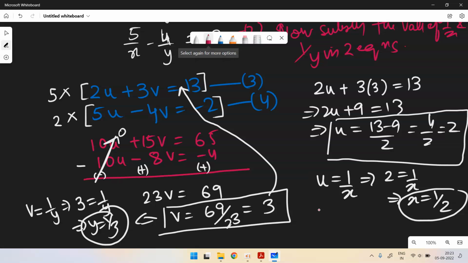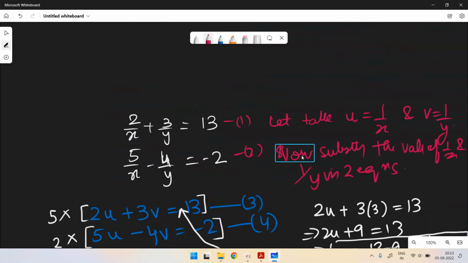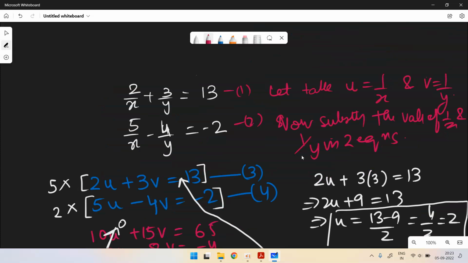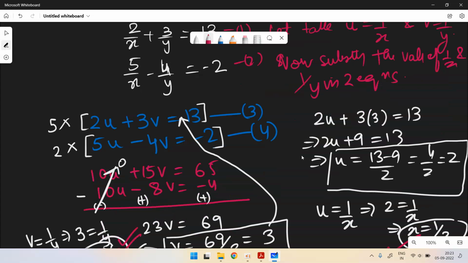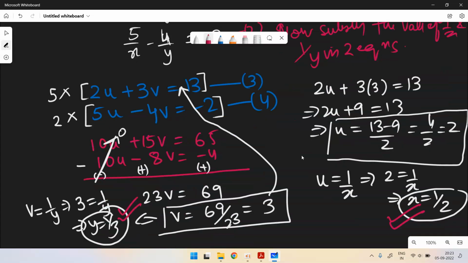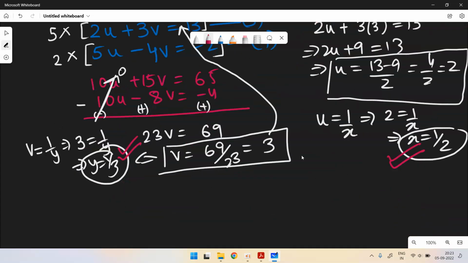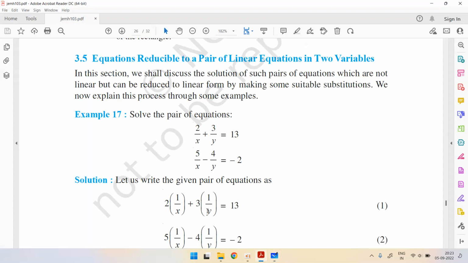So the value of x is 1 by 2 and the value of y is 1 by 3, that is your answer. So in the initial question you have seen that the pair of equations which is given seems to not be a linear equation, but you have converted this equation into a linear equation by substituting the inverse, 1 by x and 1 by y. So what is the next question, next example?